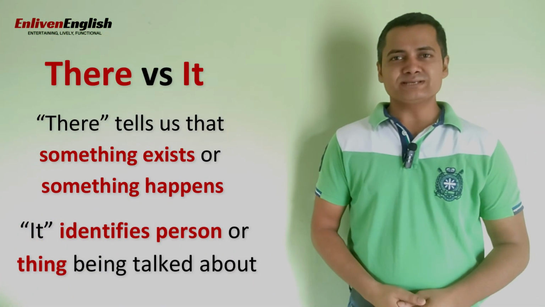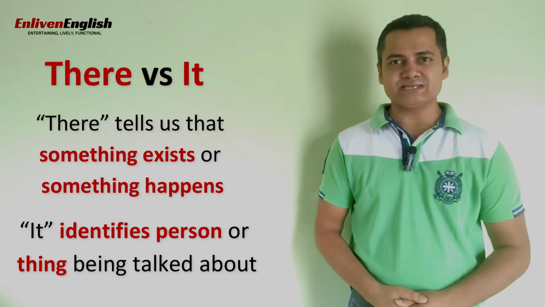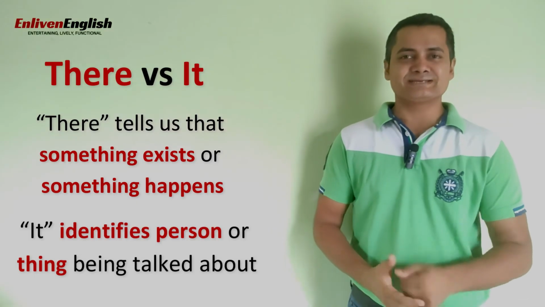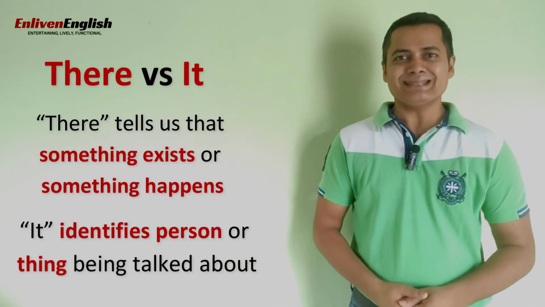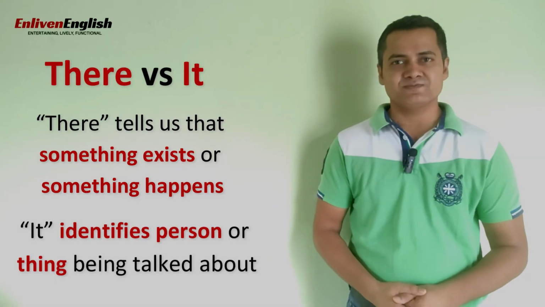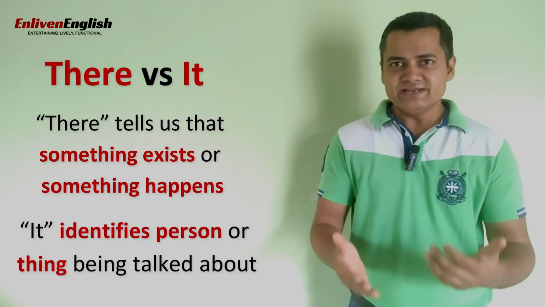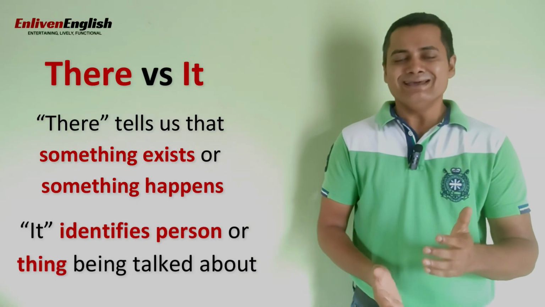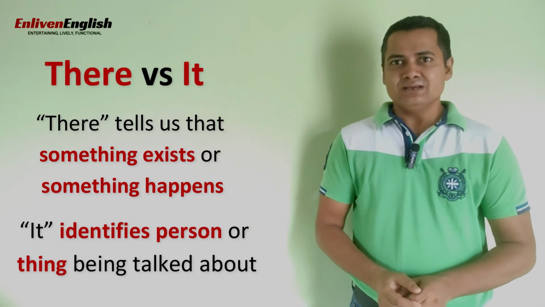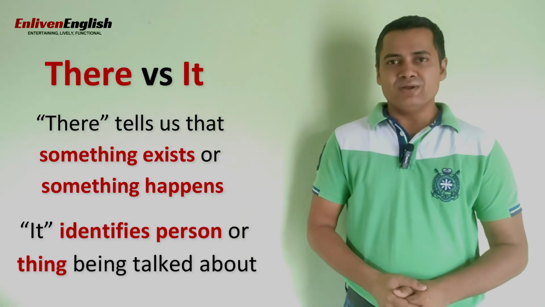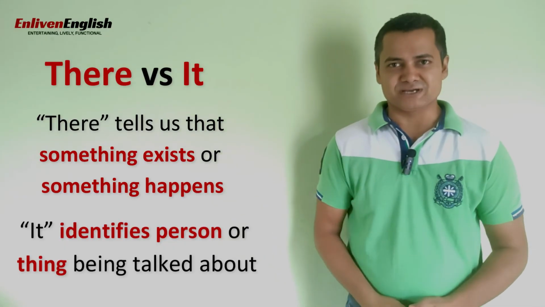Now it's time to understand the difference between the sentences with there and it. In the beginning, I told you that we use there to say that something exists. With it, we identify the person or thing that is being talked about. Now, the following examples in the context of there will help you understand this aspect.